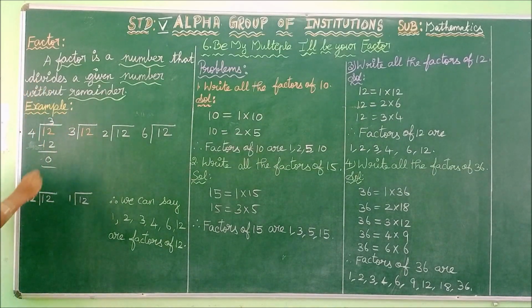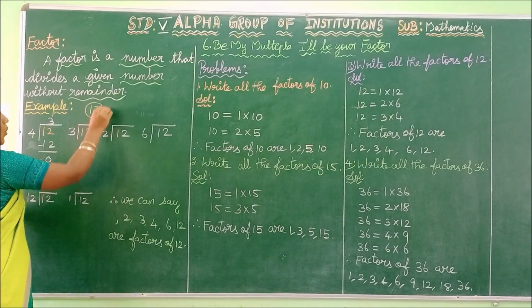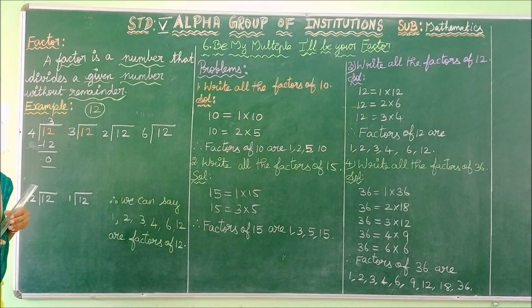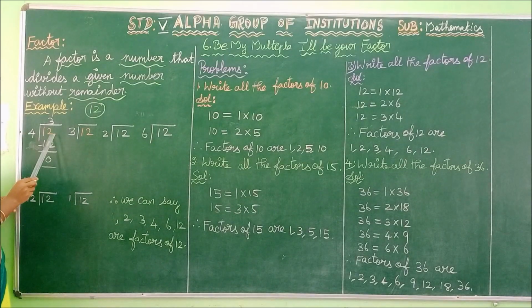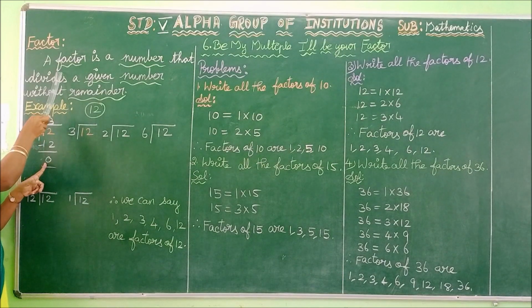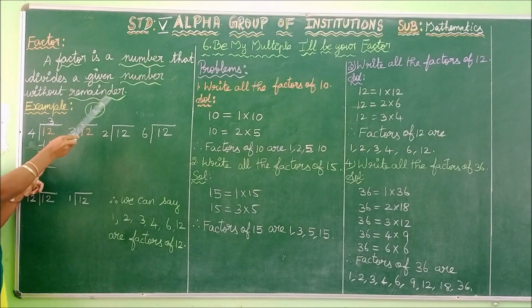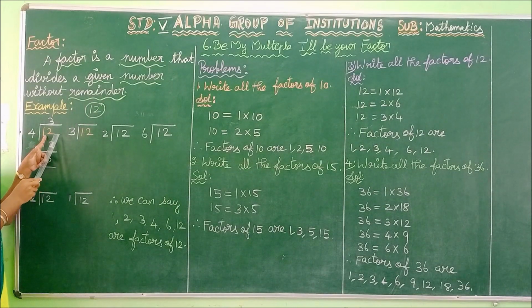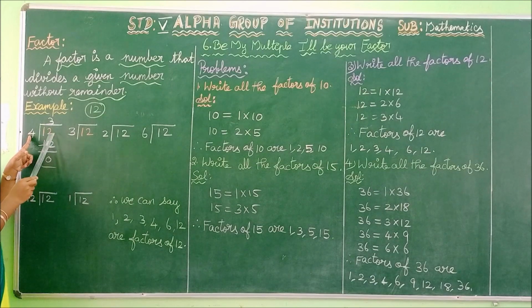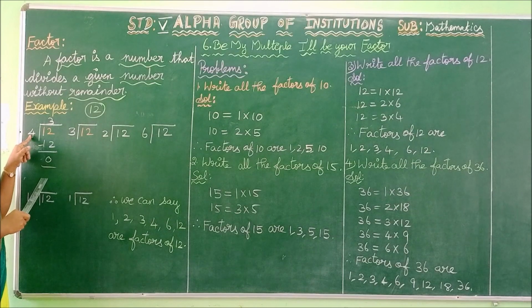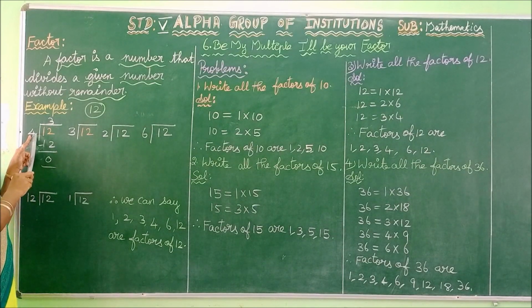Now we are taking the number 12. We are going to find the factors of 12. First, we divide 12 by 4. 3 4s are 12. So what is your remainder? 0. According to the definition, a factor is a number that divides the given number without remainder. Our given number is 12 and 4 divides 12 without remainder. Without remainder means the remainder must be equal to 0. Thus, we can say 4 is a factor of 12.